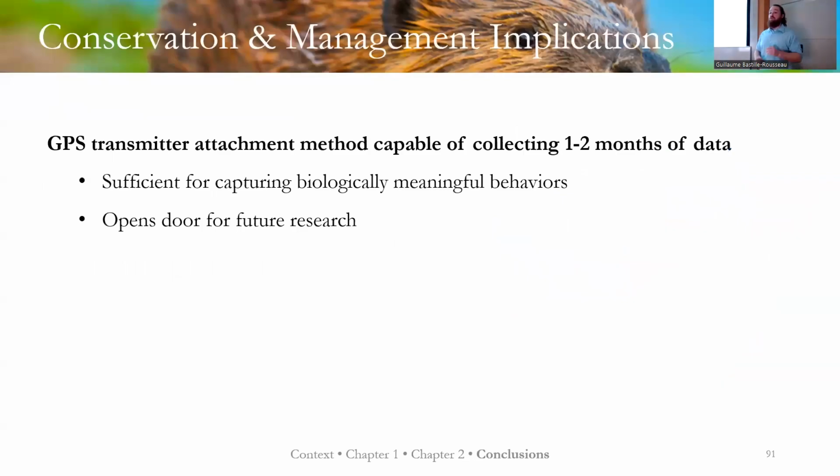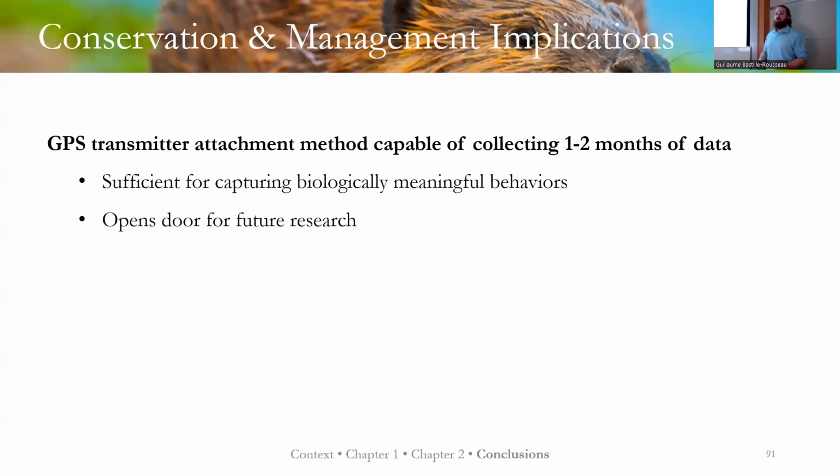And so to wrap everything really quickly with my conclusions, some conservation and management implications. We were able to identify a GPS transmitter attachment method that was capable of collecting 1 to 2 months of data. And this was sufficient for capturing biologically meaningful behaviors. Here we looked at home ranging behavior and home range structuring.